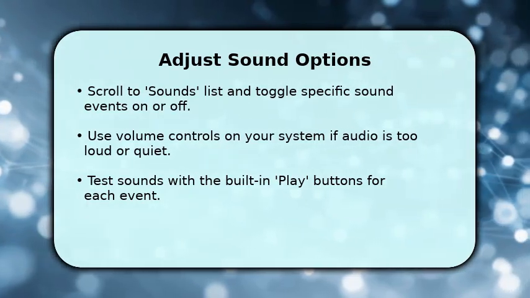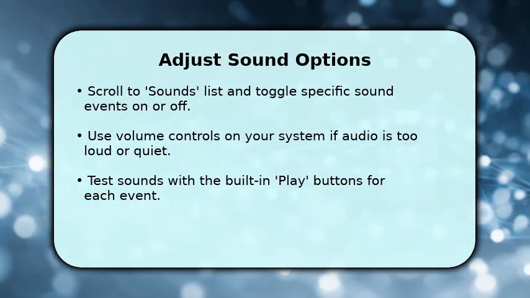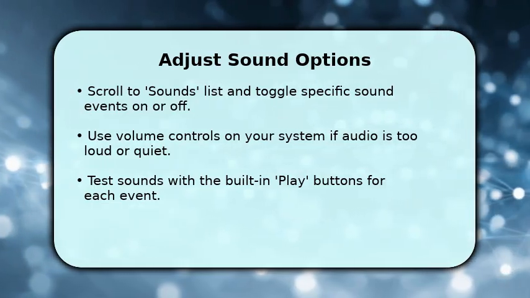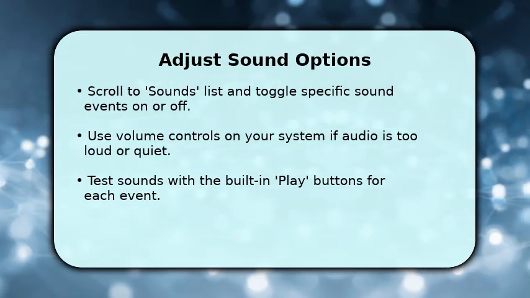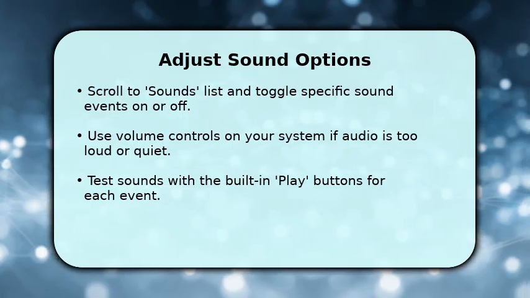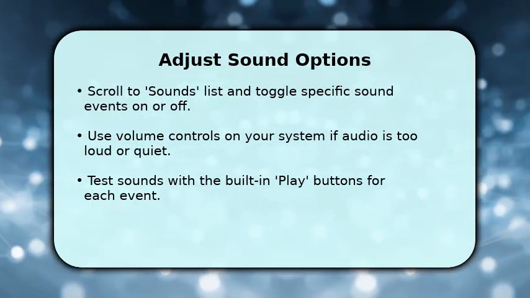If levels feel off, make sure to adjust your computer or phone volume, because Discord's toggles don't change system output. You can press the small play icons next to items to audition them. Use those tests to quickly confirm your selections.